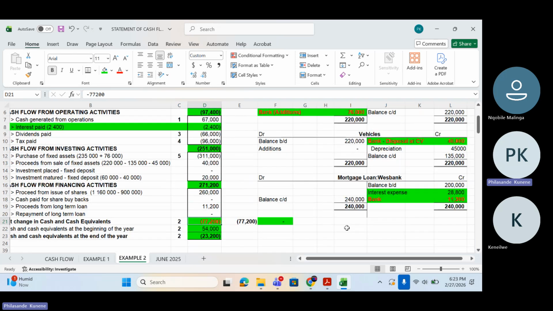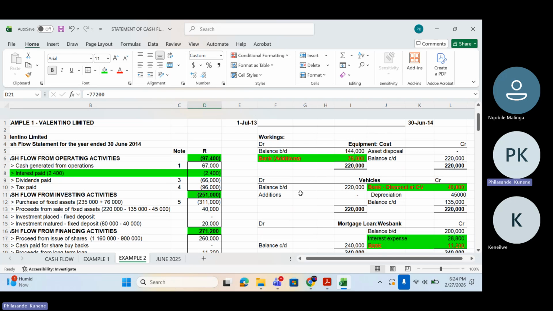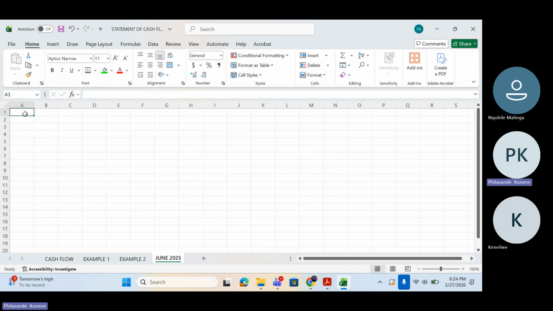Other than that, everything else that is here, we're going to do it the same on the exam question paper. But SARS income tax may have some differences that we might have to look at. I think I did tell you before that it is possible that when you do your SARS income tax, you might have all the amounts on one side and nothing on the other side. So that one is something that I want us to look at right now.